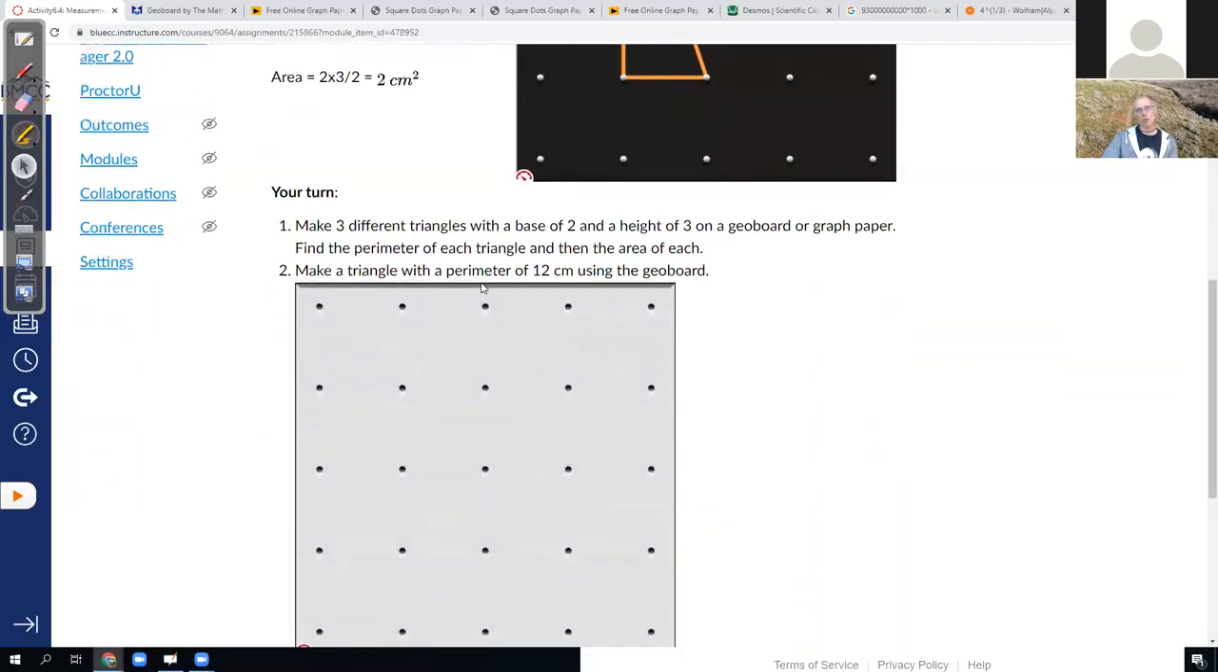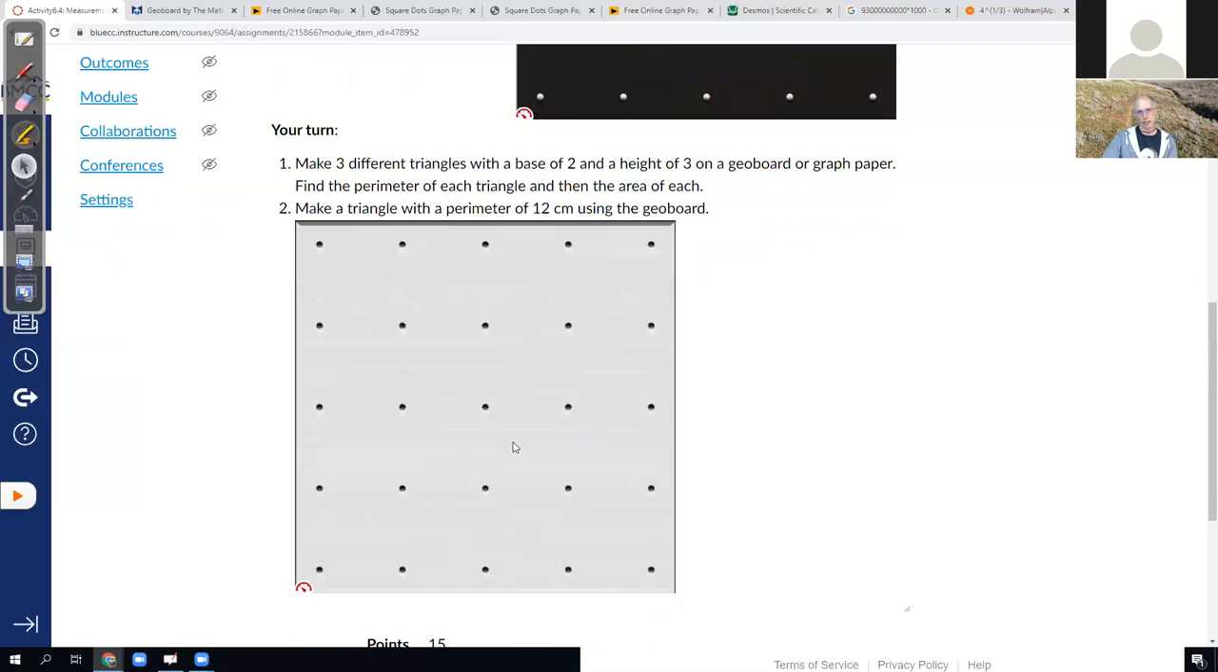The second one's a little more challenging. You got to be creative, and this is going to take a few tries to get it right. I want you to make a triangle here with a perimeter of 12 centimeters. Exactly 12. There's a bunch of different ways to do it. One is easier than all the others, but I just want you to play around with that and come up with it. So that's going to be part of your homework there.